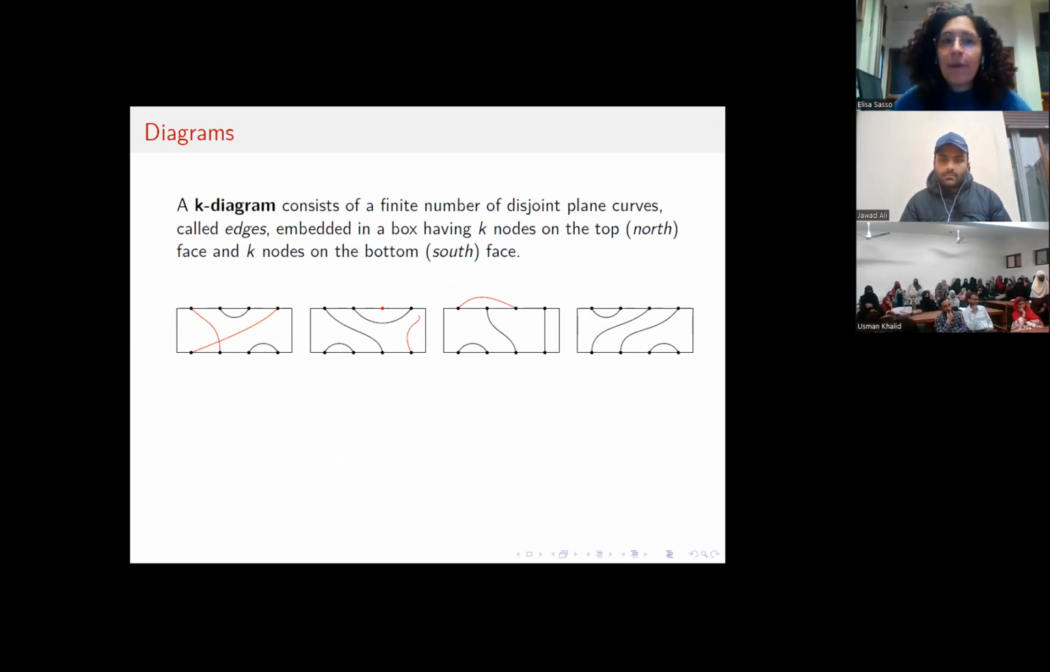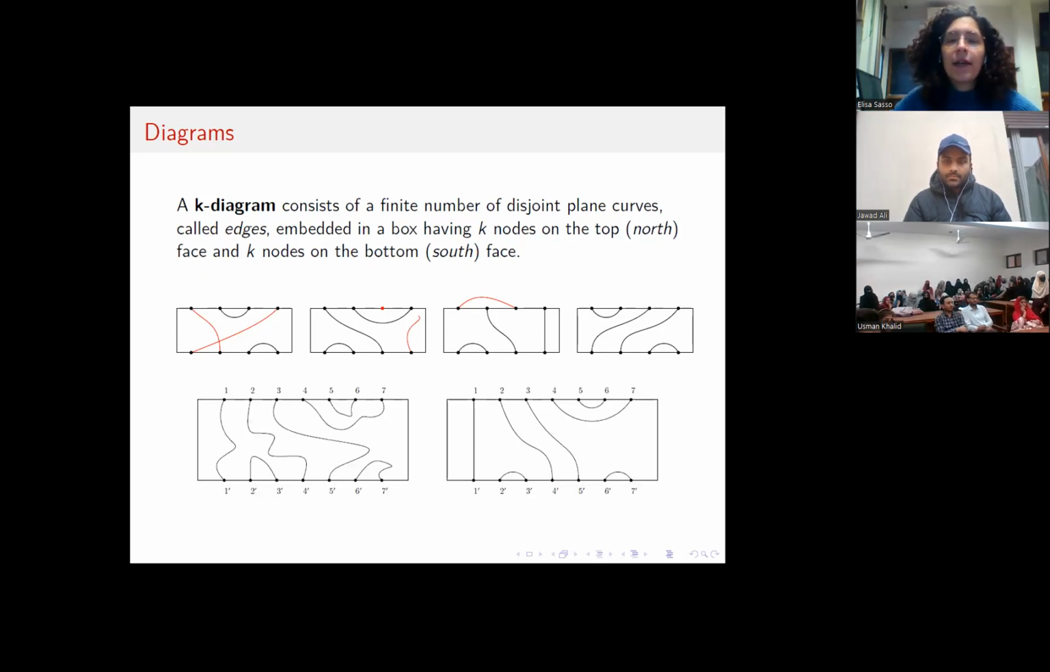Okay. So now let's go to another chapter and talk about the diagrams that will form our representation. A diagram is a rectangular box with k nodes on the top, on the north face, and k nodes on the south face. And those nodes are joined with edges. But we have rules for those. Edges cannot cross. Every node must be the endpoint of an edge, and the edges must be embedded in the box. So in the picture, the first three are not diagrams. Just the fourth one is a k-diagram that we can use for our representation.